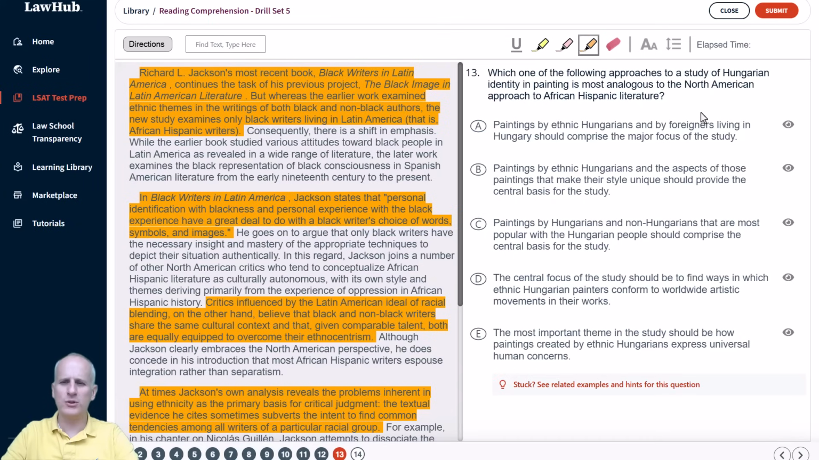So it reads, which one of the following approaches to a study of Hungarian identity in painting is most analogous to the North American approach to African Hispanic literature? So I'm going to just highlight most analogous to the North American approach to African Hispanic literature. And this is one of the rare occasions where I might engage this find text tool.